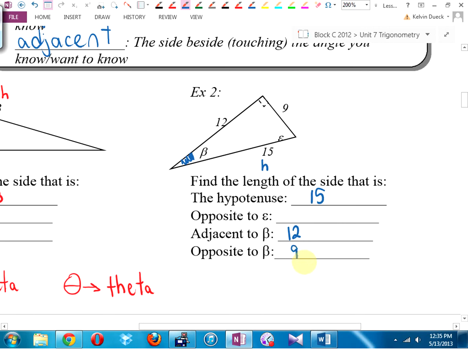Let's go look at epsilon, which is in the bottom right corner. Which side is opposite to epsilon? 12. Adjacent would have been the 9.